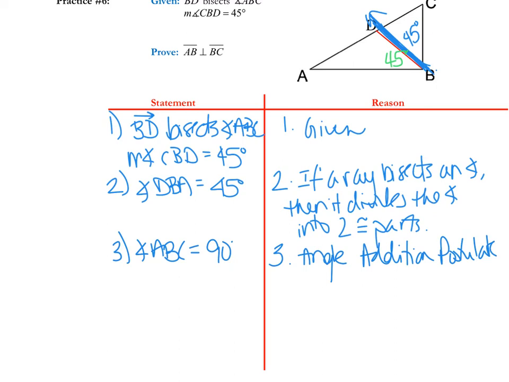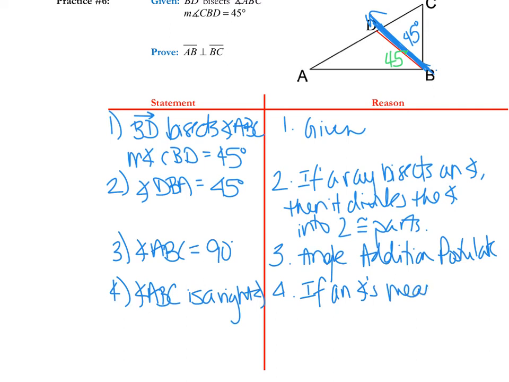And what do we know about right angles? I just said the answer. What do we know about 90 degrees? They form a right angle. So angle ABC is a right angle. And we can say that because if an angle's measure is 90 degrees, then it is a right angle.